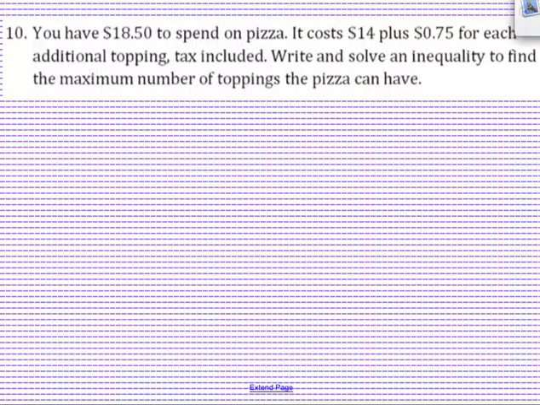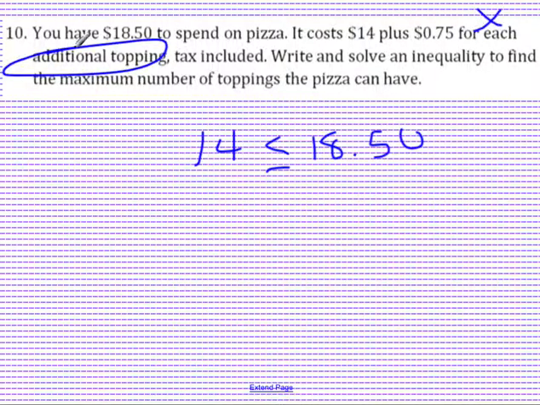Now let's take a look at number 10. You have $18.50 to spend on a pizza. Can you spend more than that? No. So whatever we spend has to be less than or equal to $18.50. So it costs $14 just to get the pizza. And it costs 75 cents for each topping. So since we have each additional topping, I'm going to let X represent the number of toppings that we have. So for every X topping, it's going to cost us 75 cents.